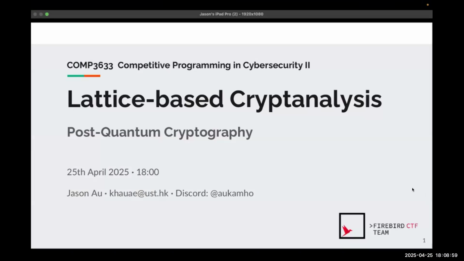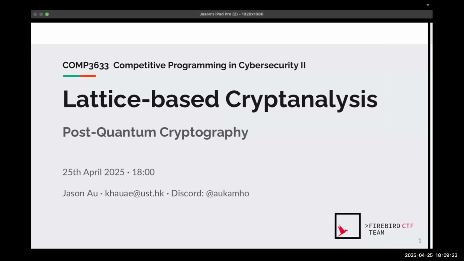Okay, so today I'm going to give a presentation about lattice-based cryptography, which is a kind of post-quantum cryptography. It is named that because it's quite difficult for even a quantum computer to solve the challenge, so it ensures the security of this cryptography.